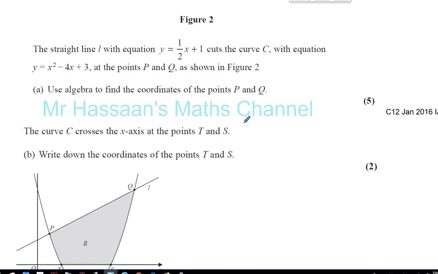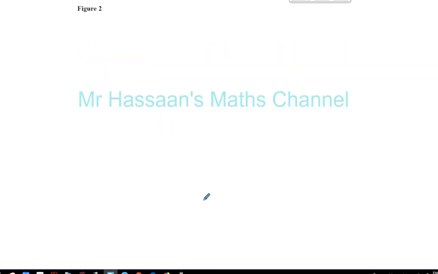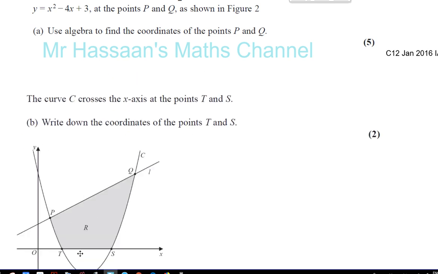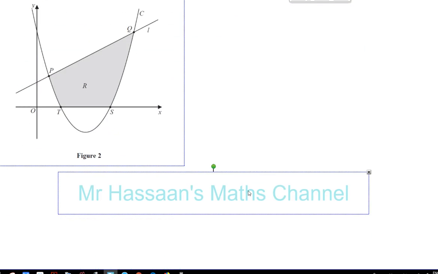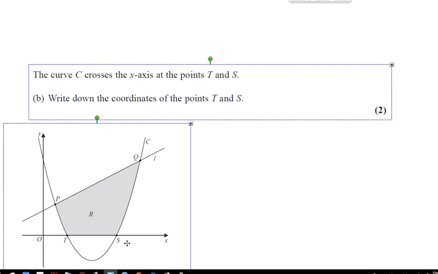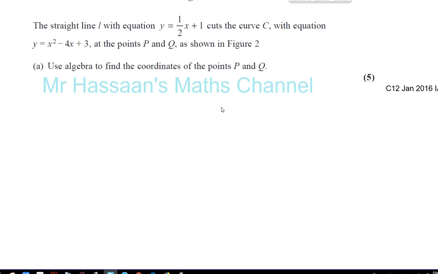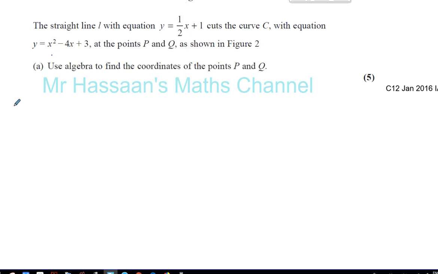Okay, let me just sort this out. Let me just move this stuff out. Make some space for myself. Okay. So basically, we've got to solve this pair of simultaneous equations, this quadratic and this linear equation simultaneously.